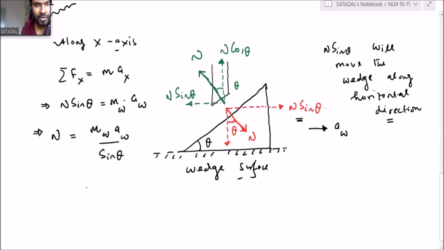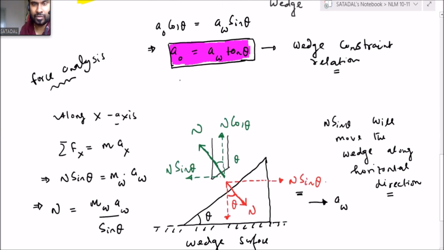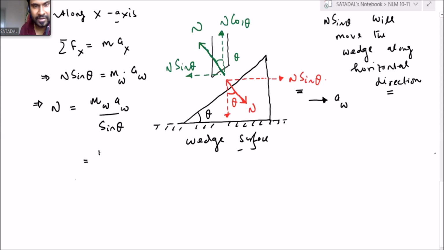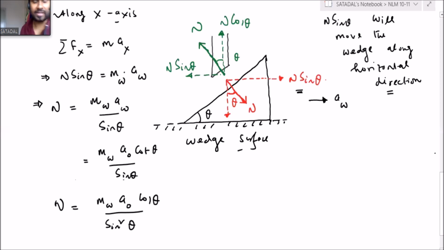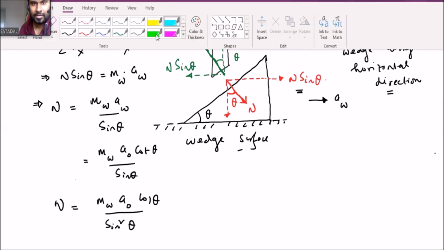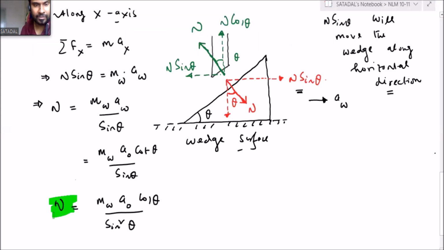Right. Already we got the value of A_W. Can't you see? Here A_W is equal to A naught cot theta. So we'll substitute. We will get mass of the wedge, A naught cot theta divided by sin theta. So we are getting M_W A naught cos theta divided by sin square theta. This is the normal reaction value that we'll obtain from here. Okay? Please note it down.